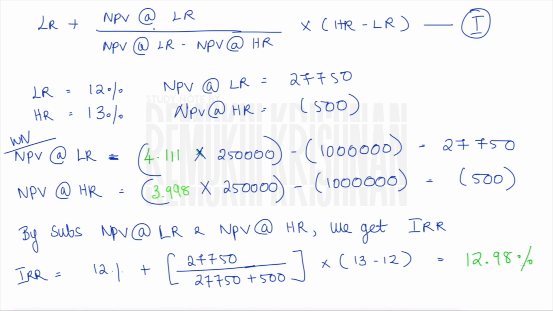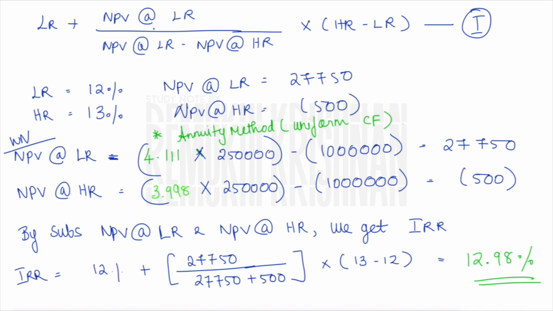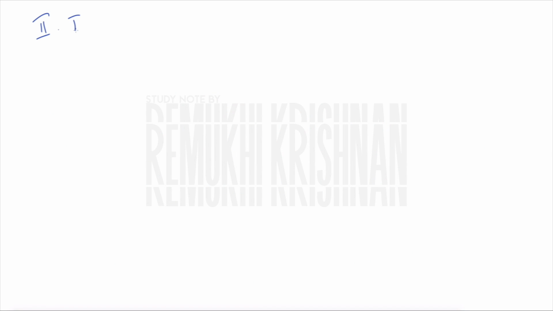Since we cannot locate the exact value in the present value annuity factor table, we are just taking this approximate value to find our IRR. Okay, this is the conclusion here. This is how this sum works. So let us move further to the next method, nothing but the trial and error method.